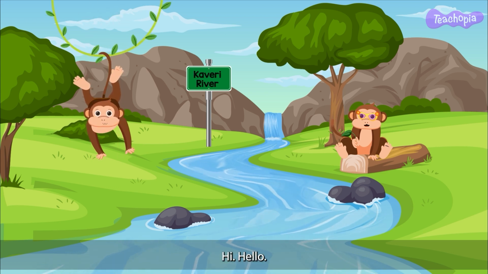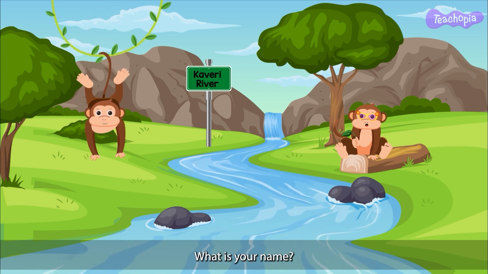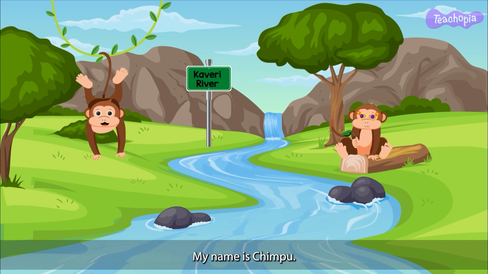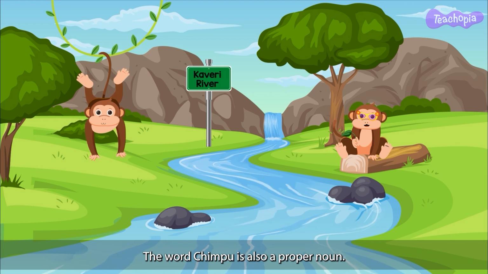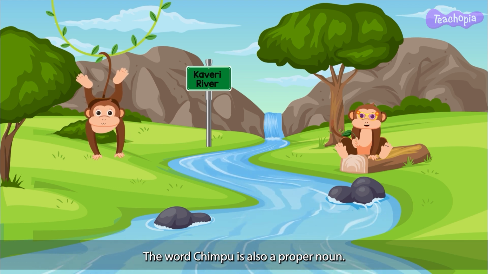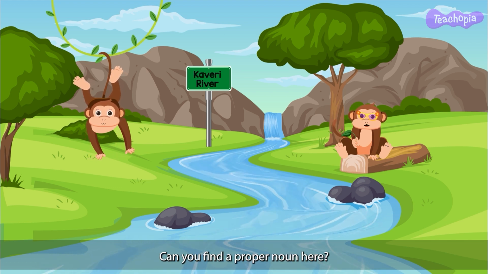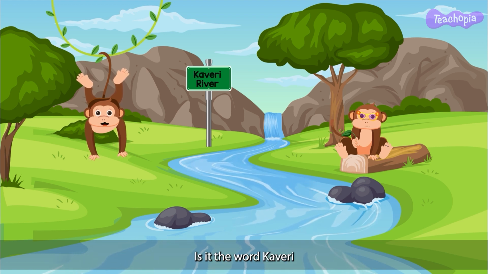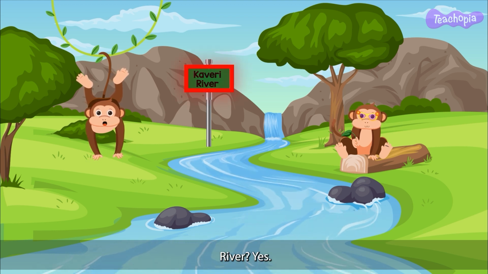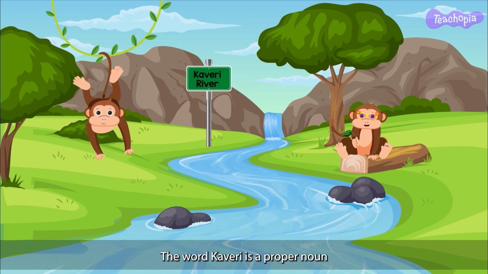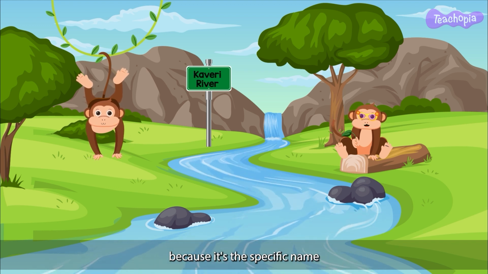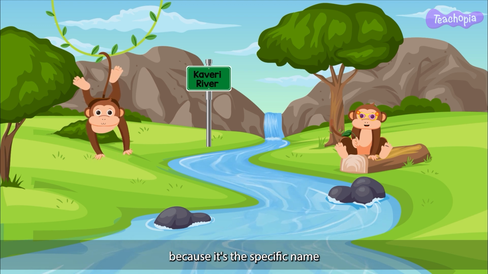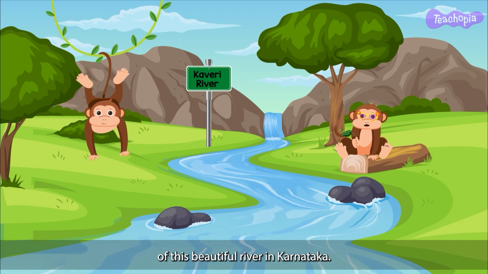Hi, Hello. What is your name? My name is Chimpu. Nice to meet you, Chimpu. The word Chimpu is also a proper noun. Can you find a proper noun here? Is it the word Kaveri River? Yes, the word Kaveri is a proper noun because it's the specific name of this beautiful river in Karnataka.